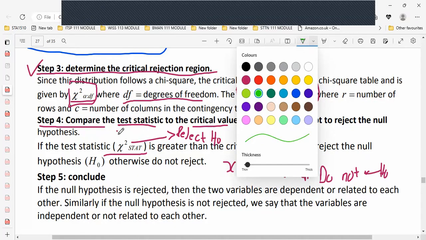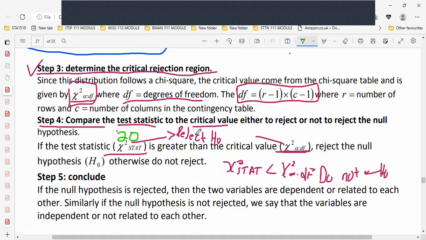Okay, for example, if the chi-squared stat is 20 and the critical value is 14, you see 20 is greater than 14. Therefore, we reject the null hypothesis. For example, let's say we have 13 as our chi-squared stat and 19 as the critical value. Now this one is the largest, so we say the chi-squared stat is less than the critical value, because this one is the largest.